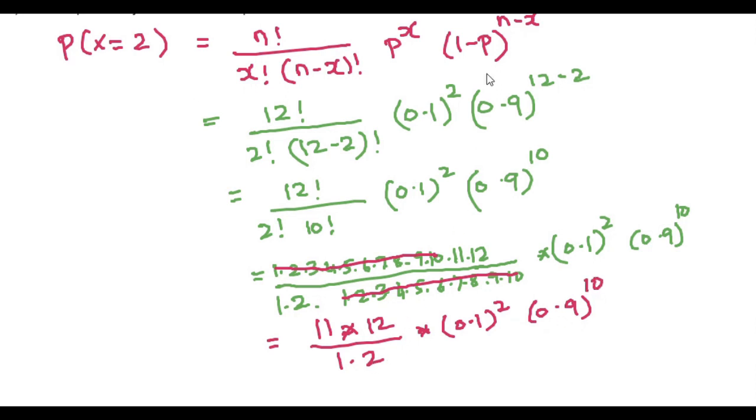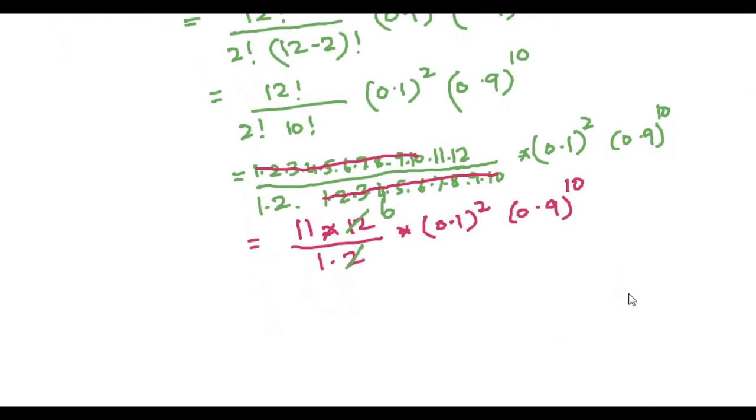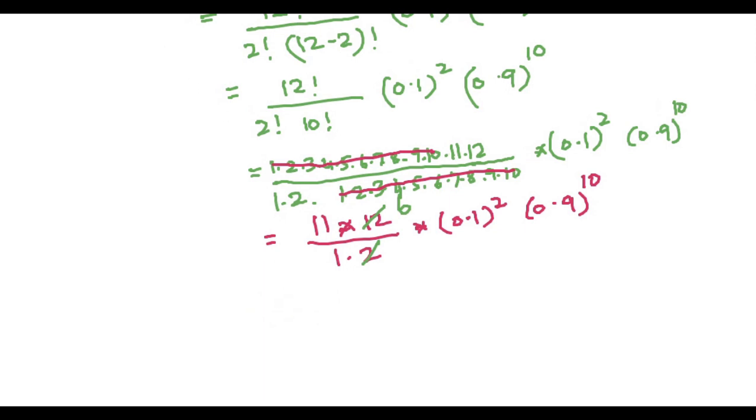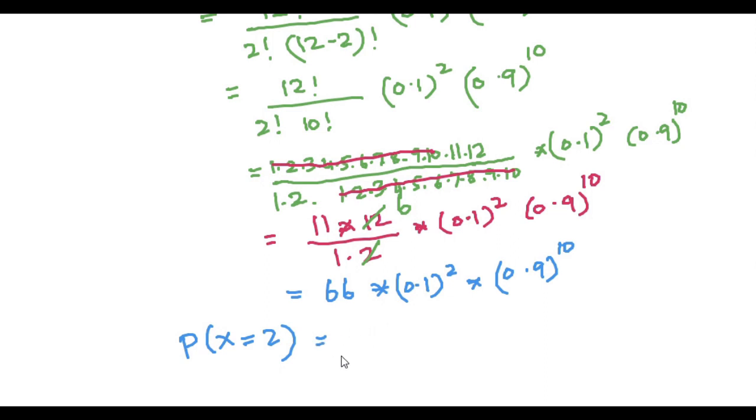So here we can cancel it. We get 66 times 0.1 squared, 0.9 to the power 10. So P of x equals 2 equals, now we simplify it, we get 0.2301.